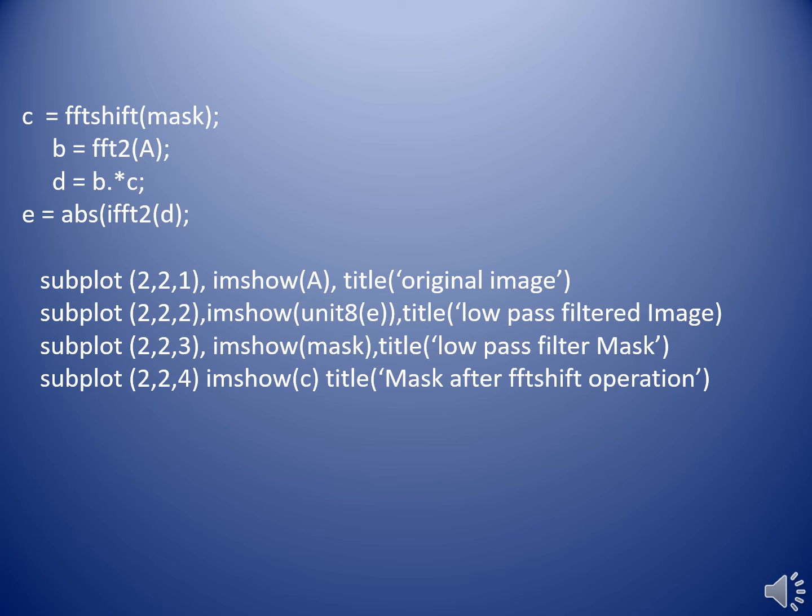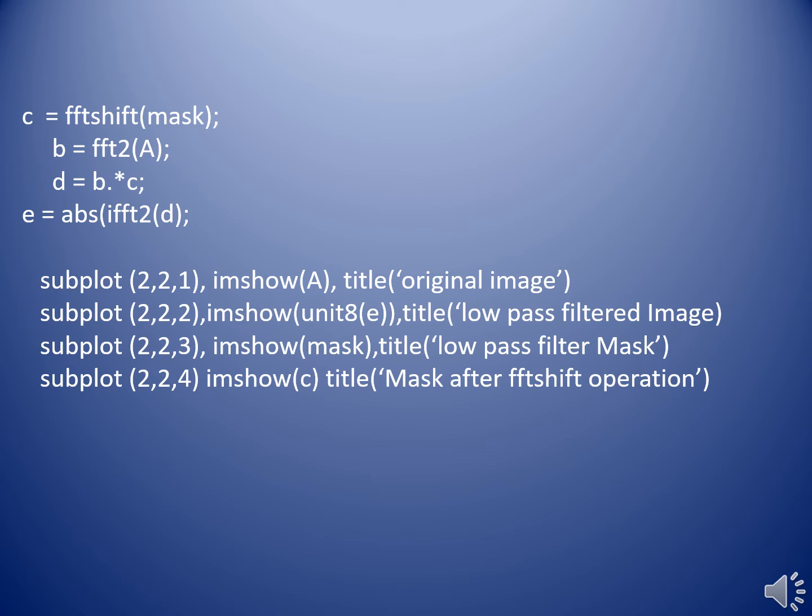At first it will be the original image which is to be processed by the low pass filtering, and we have given a title here, that is original image. Next the subplot 2 comma 2 comma 2. For display purpose, we require the imshow command. We change the data type to uint8 and the result is held by e here, and the title is low pass filtered image. The third subplot is 2 comma 2 comma 3 and here we can show the mask for the low pass filtering, and we gave the title as low pass filter mask.